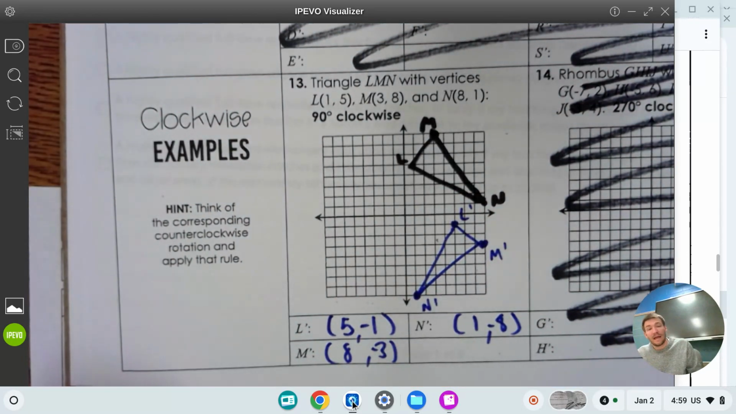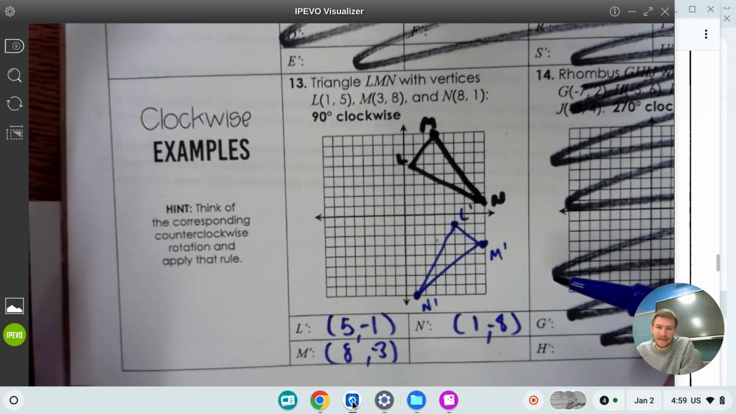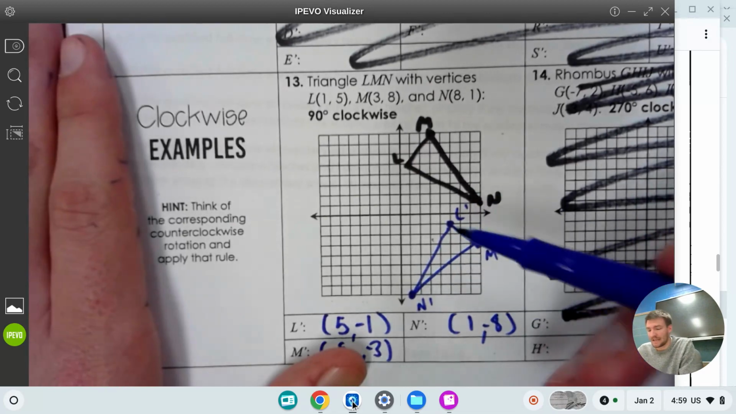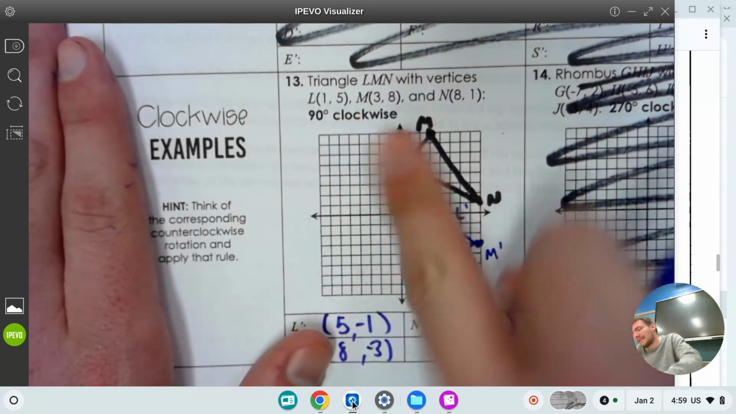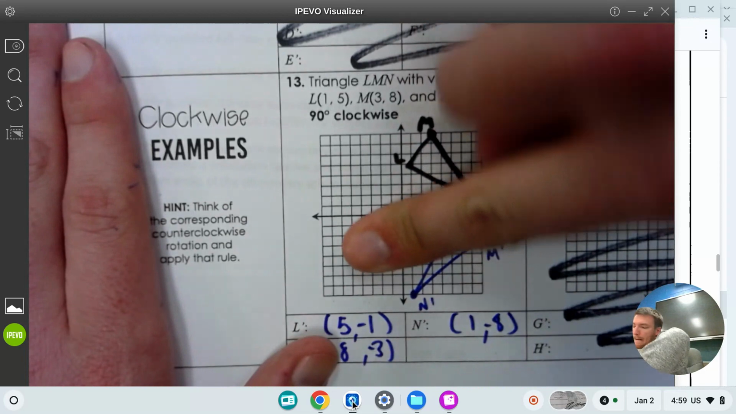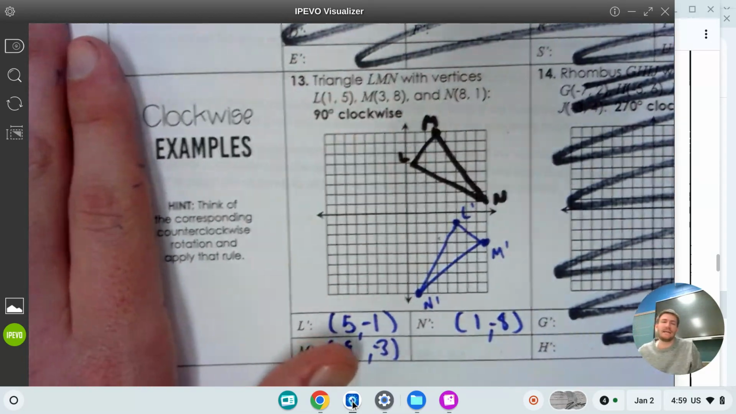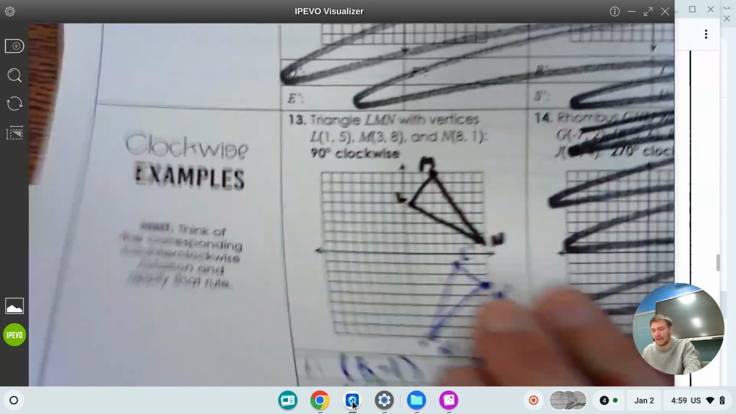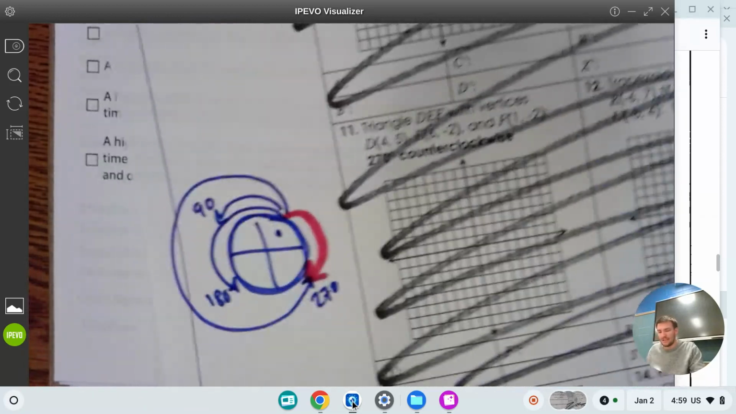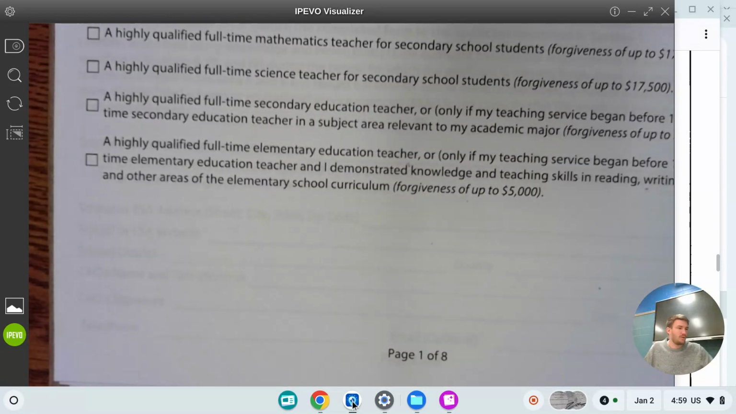Perfect. And if we think about spinning it 90 degrees in the clockwise direction, that's the same thing as 90, 180, 270 in the counterclockwise direction. I think we're good. I think we got this. You know what? Rotation's not that hard. We're so good. This is so easy. Moving on.